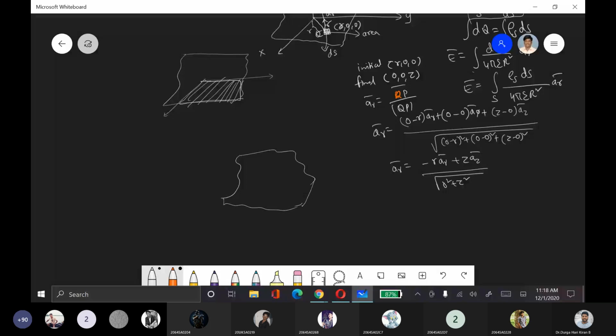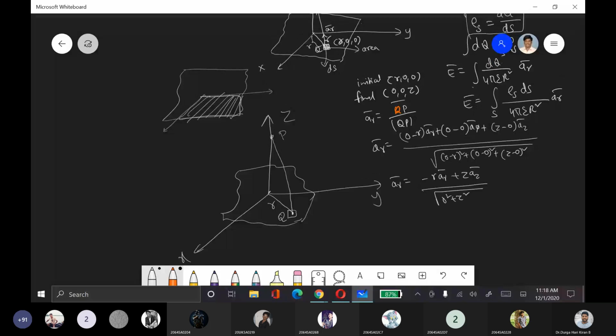In that I have considered a small rectangular piece, and I have drawn the x, y, z axes something like this. So this is the x axis and y axis. The distance from this point to this one is r. This is point Q. I have considered point P on the z axis. From here to here, this is the system. The r unit vector is in this direction.